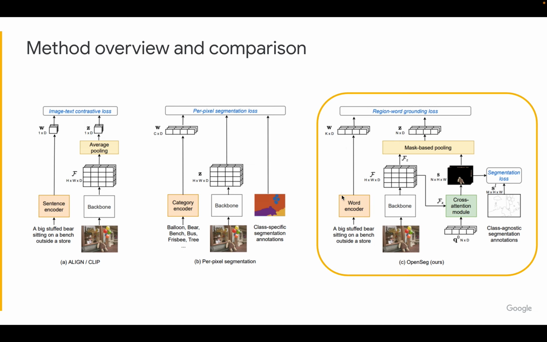So here we extract the text embeddings for the words in the caption. And here, after the backbone and the cross-attention module, we obtain the mask proposals through the cross-attention modules, and they are supervised by class-agnostic segmentation annotations. After learning these mask proposals, we use these mask predictions to pool the features for each mask, and then we apply the region to word grounding loss.